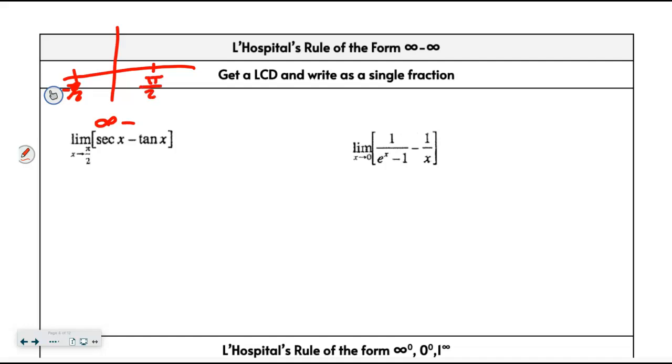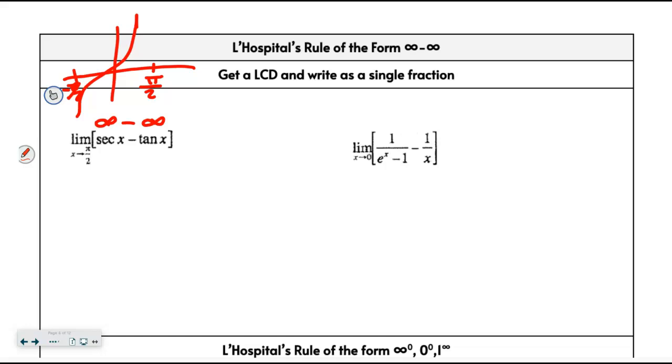Do you remember what it looks like? Yeah, it looks like this. It's periodic, so it keeps doing it over and over again. But as I approach pi halves, let's say from the right-hand side, there should be a little direction there that's also going up forever. But the key to this is you see the subtraction, and you can't work with subtraction, you can only work with division.